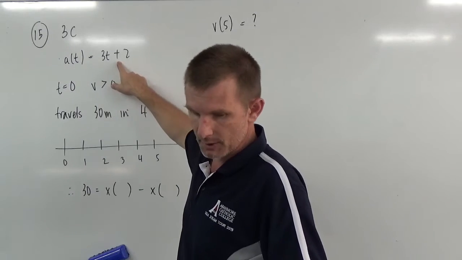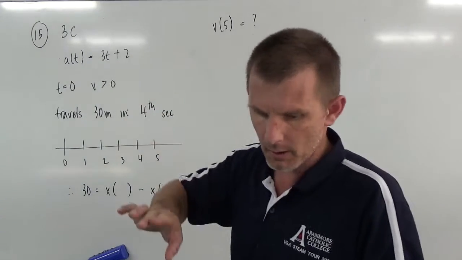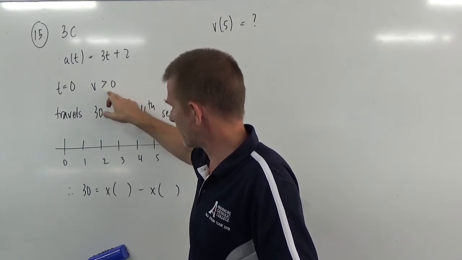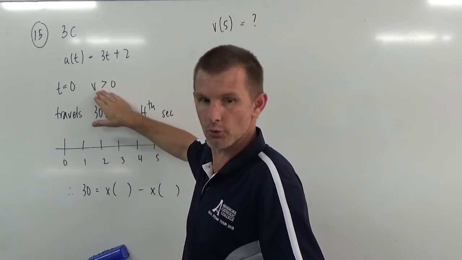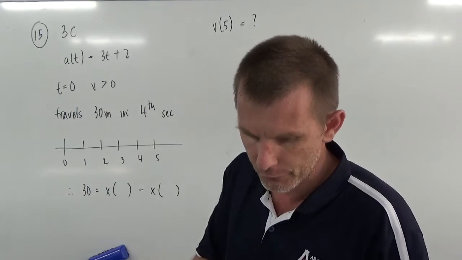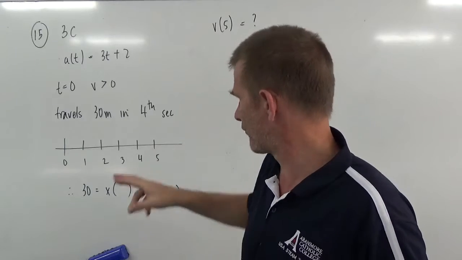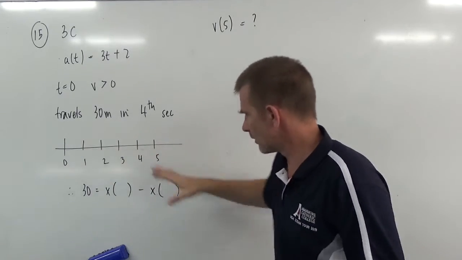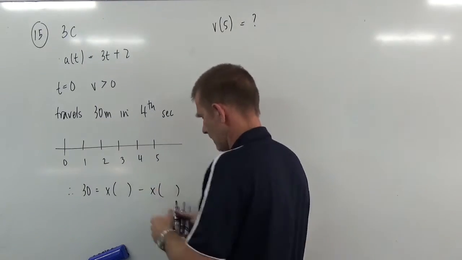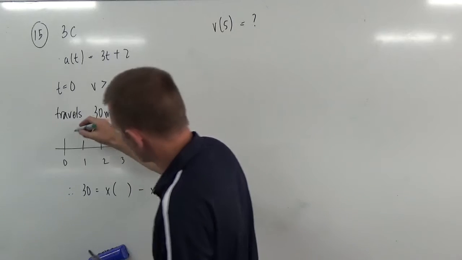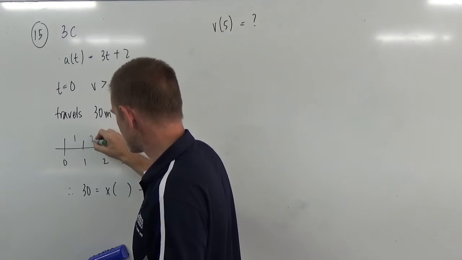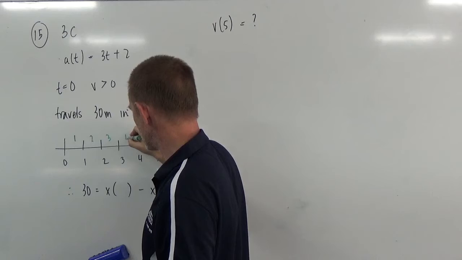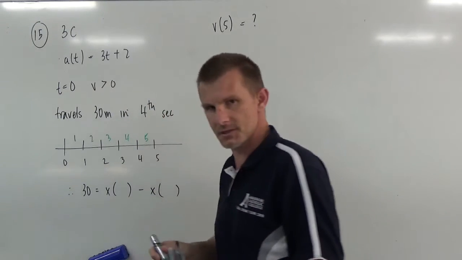to 3t plus 2. The particle has an initial positive velocity, so when t equals 0, it's heading towards the right, and travels 30 metres in the fourth second. Now, look at this diagram here. This is our time along here. Now, you've got to recognise that this is the first second. This is the second, third, fourth, fifth second.